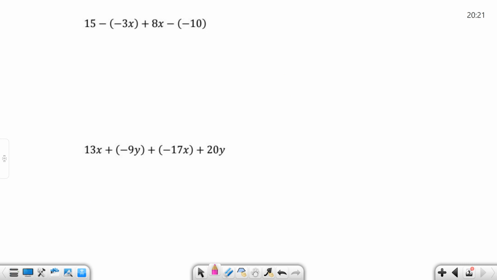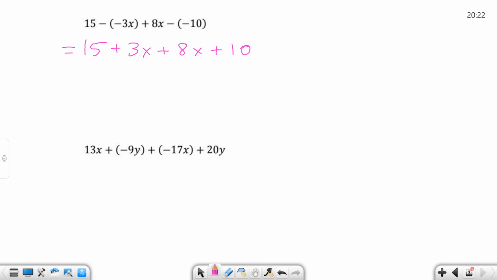And then here, again, I see this minus a negative business, so I need to change that to a plus and change that to a plus. So what I'm going to do is say this is 15, 3x, 8x, and 10. So 15 is minus a negative is plus 8x. The 15 doesn't change, by the way. And then minus a negative 10 is plus 10.